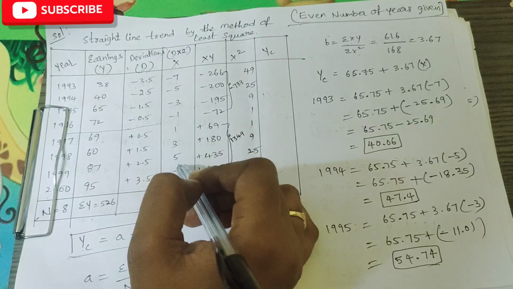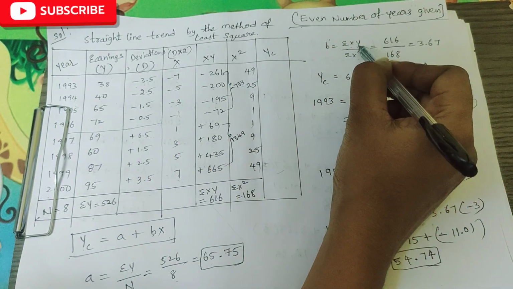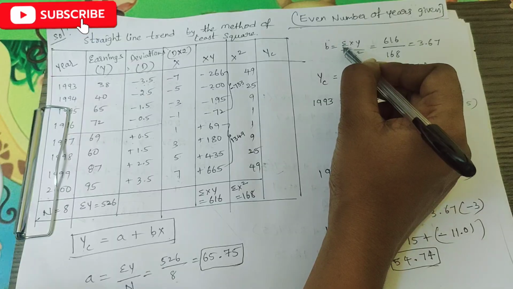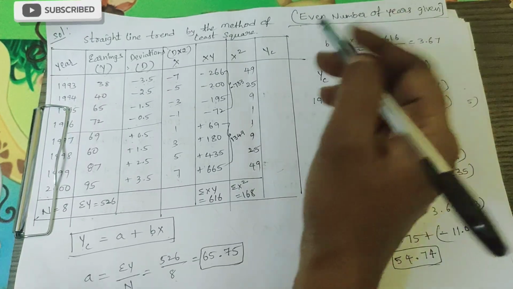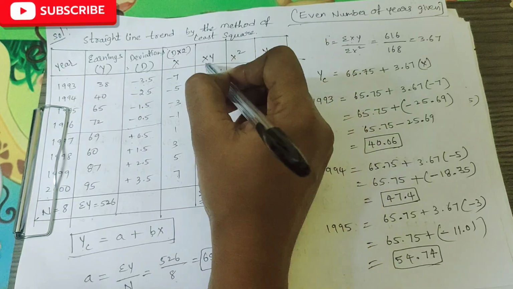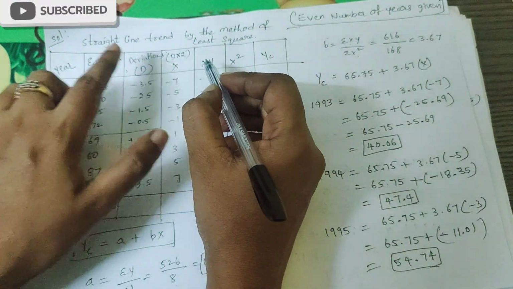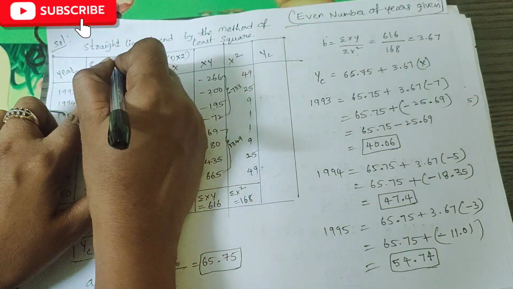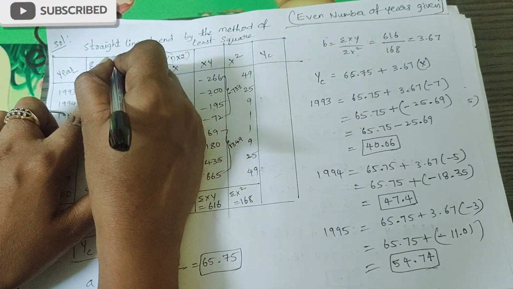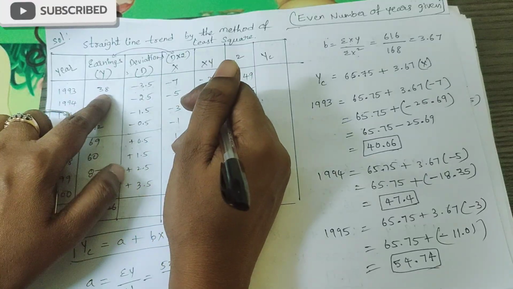So after calculation of x values, what we should do? These x values are multiplied with y. Then we will get summation of xy. So that we need to construct one more column, xy column, x into y. So x values are multiplied with y values. So these values. Okay. So 38 into 7, 266.